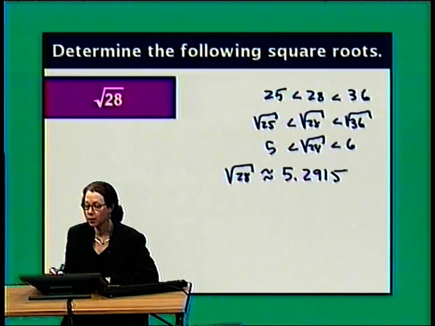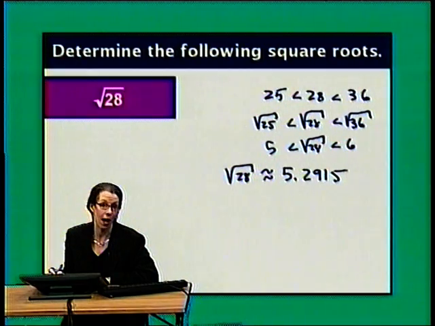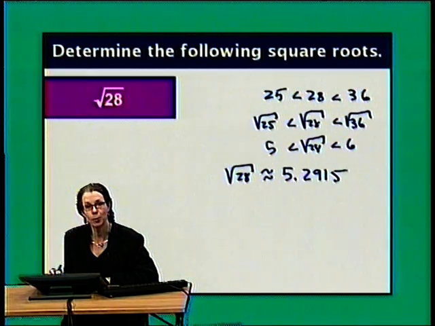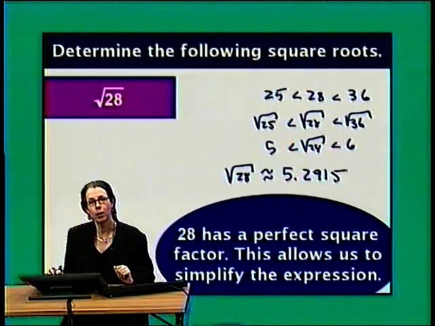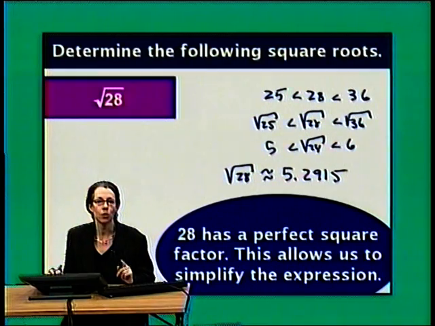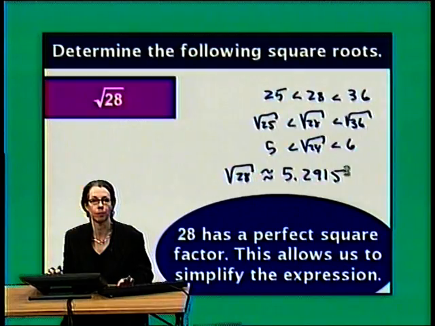Now notice this number is a little bit closer to 5 than 6, and that's because 28 is closer to 25 than it is to 36. Now one of the things about 28 is 28 has a perfect square factor. This is 4. 28 is 4 times 7. And we're going to use this to simplify the square root of 28 some.